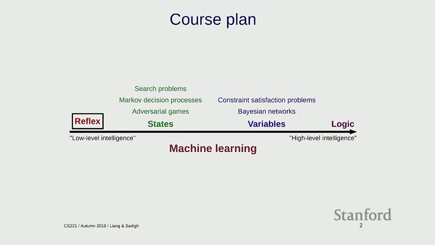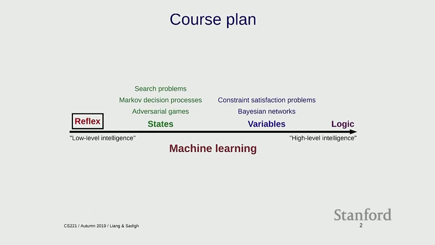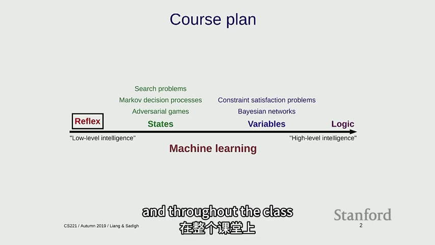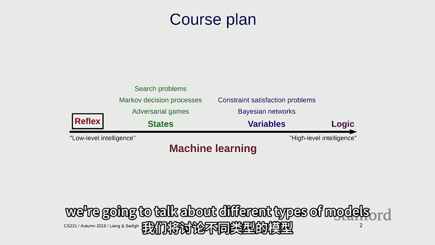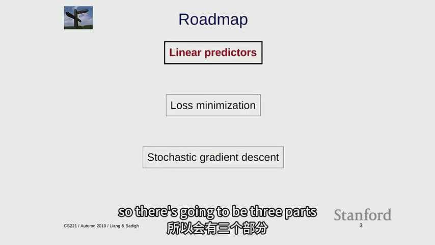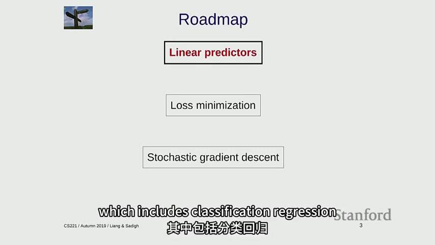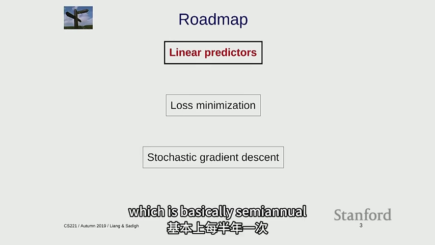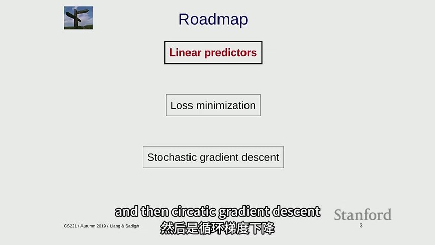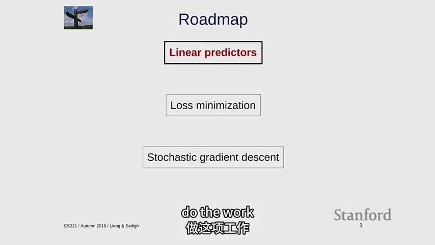So in this lecture, I'm going to start with the simplest of the models, reflex-based models, and show how machine learning can be applied to these types of models. And throughout the class, we're going to talk about different types of models and how learning will help with those as well. So there are going to be 3 parts. We're going to talk about linear predictors, which includes classification and regression, loss minimization, which is basically setting an objective function of how you want to train your machine learning model, and then stochastic gradient descent, which is an algorithm that allows you to actually do the work.